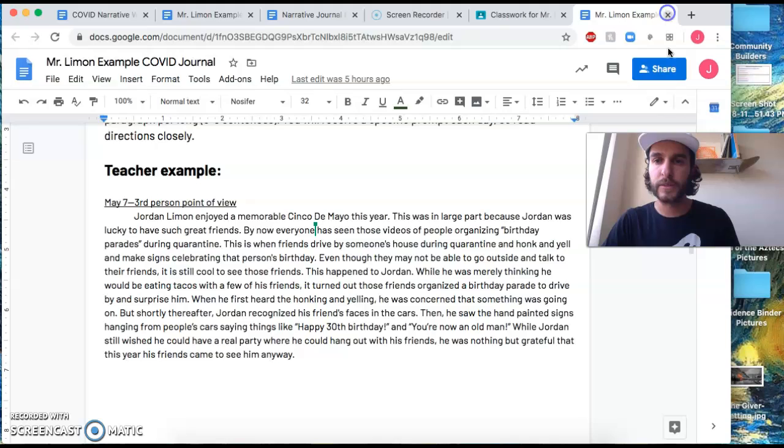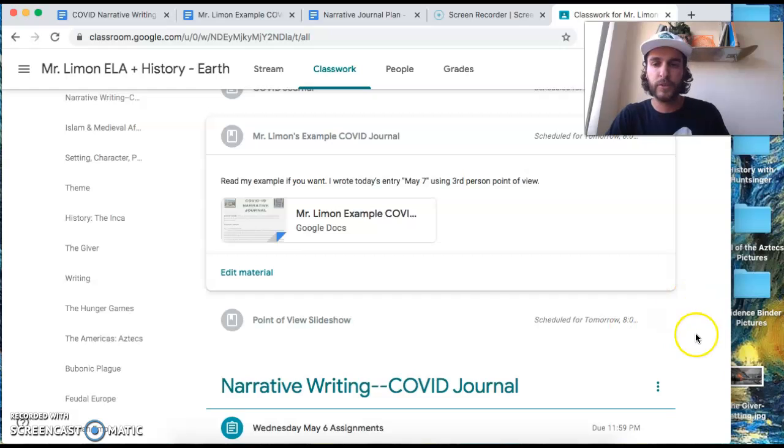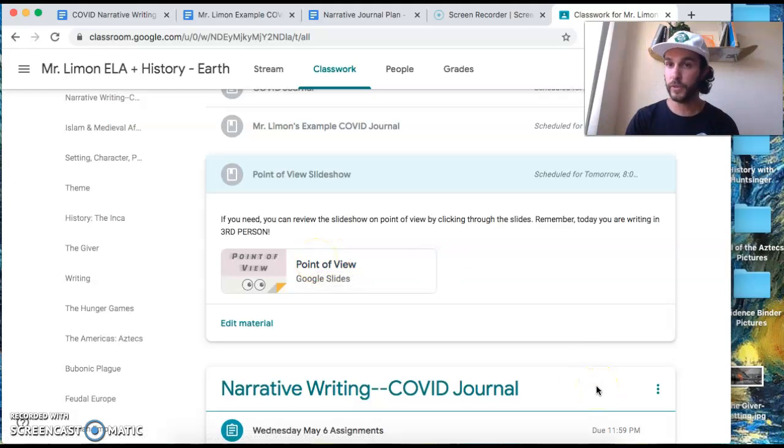Let me move this so I can close this. And lastly, because there are 3 things, and I expect you to click on all of them just to see what they are, this is the point of view slideshow which you just went over today. Now, you don't have to do this over again. This is just for you to use in case you need to remember what the difference between first and third person is. Today you will be using third person. You don't have school tomorrow. Friday you have off. And then Monday, I'm going to be asking you to be writing a journal entry in first person. So you will get to use both.